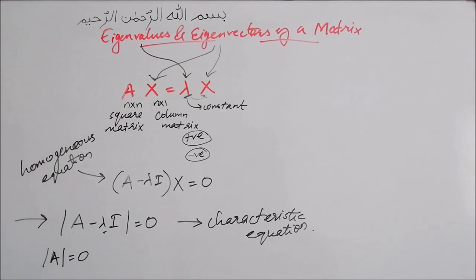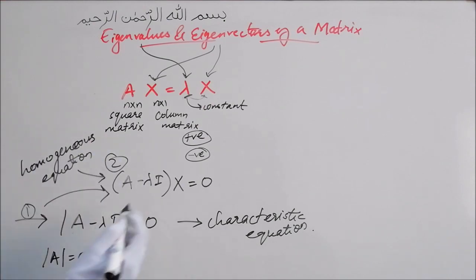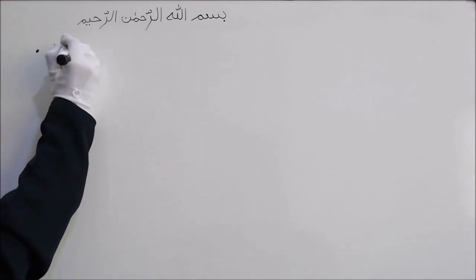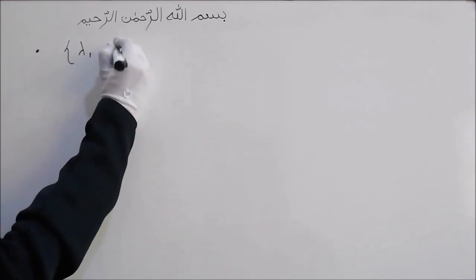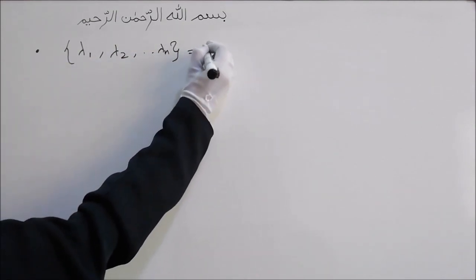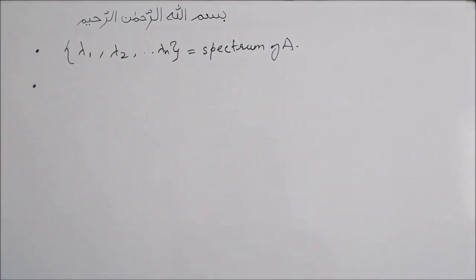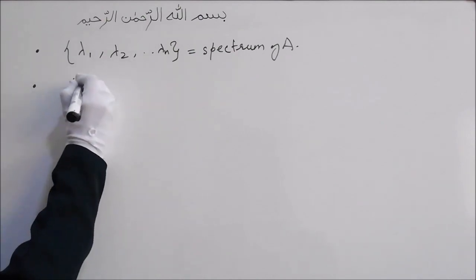So now we used this characteristic equation to find the values of lambda, that is these eigenvalues. Now what if we want to find the eigenvectors, that is the values of x? For that, we first find the characteristic equation, and next put those values in this homogeneous equation. As you put the values of lambda, you will get the corresponding values of x. That is how we find the eigenvectors corresponding to given eigenvalues. Now the set of these eigenvalues, for an n by n matrix, we'll have n eigenvalues, lambda 1, lambda 2 up to lambda n. The set of all these eigenvalues is called the spectrum of A. And the largest eigenvalue in magnitude is called the spectral radius of A.